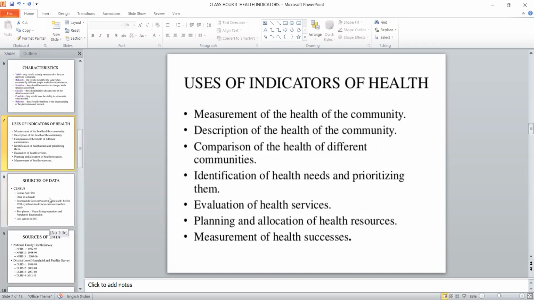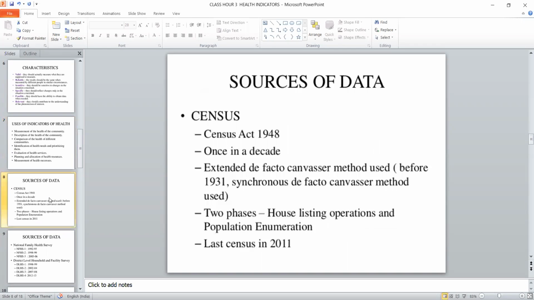Before analyzing the indicators, we should understand where we can get the data about health economics, mainly for health indicators. The very first source is the census. Actually, we have a separate legislation enacted in the year 1948 called the Census Act 1948. It is conducted once in a decade, that is, every 10 years.